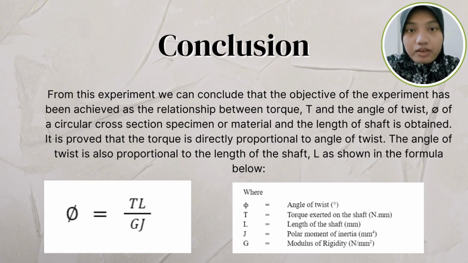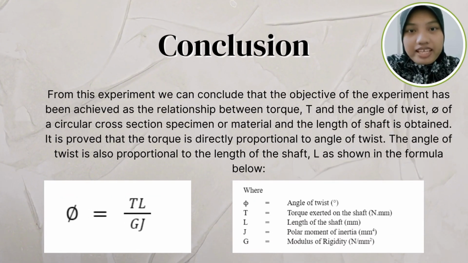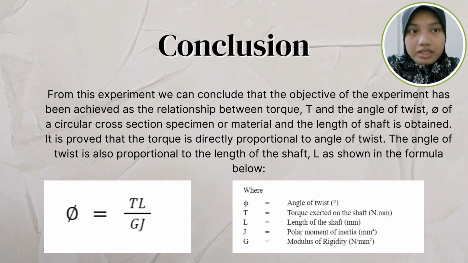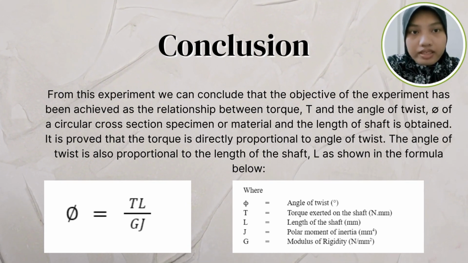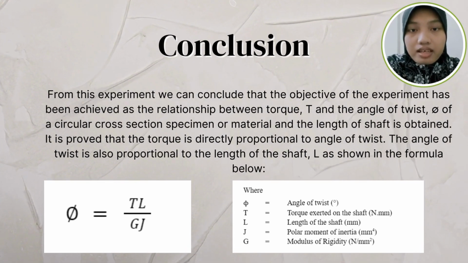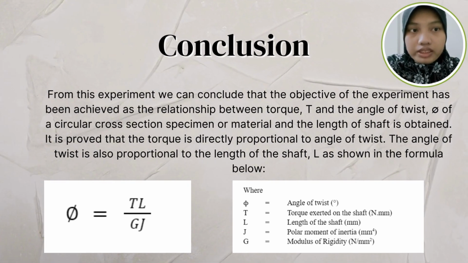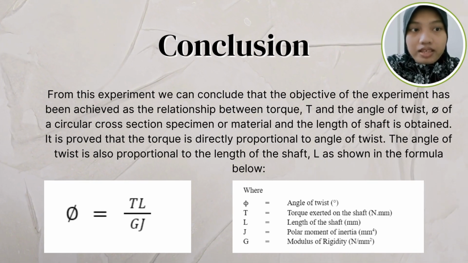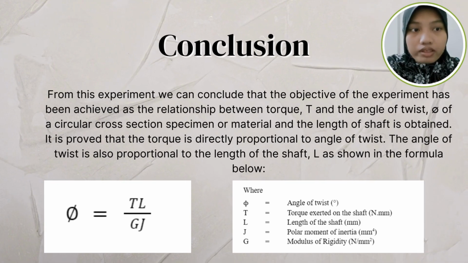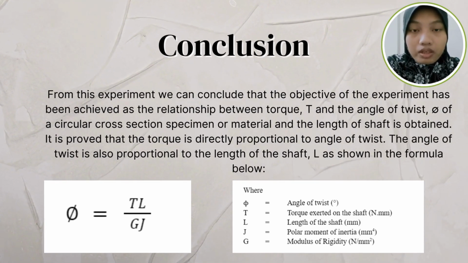From this experiment, we can conclude that the objective of the experiment has been achieved, as the relationship between torque and the angle of twist of a circular cross-section specimen or material and the length of the shaft is obtained. It is proved that the torque is directly proportional to the angle of twist, and the angle of twist is also proportional to the length of the shaft, as shown in the formula below, which is angle of twist is equal to the torque exerted on the shaft times the length of the shaft over the modulus of rigidity times the polar moment of inertia.